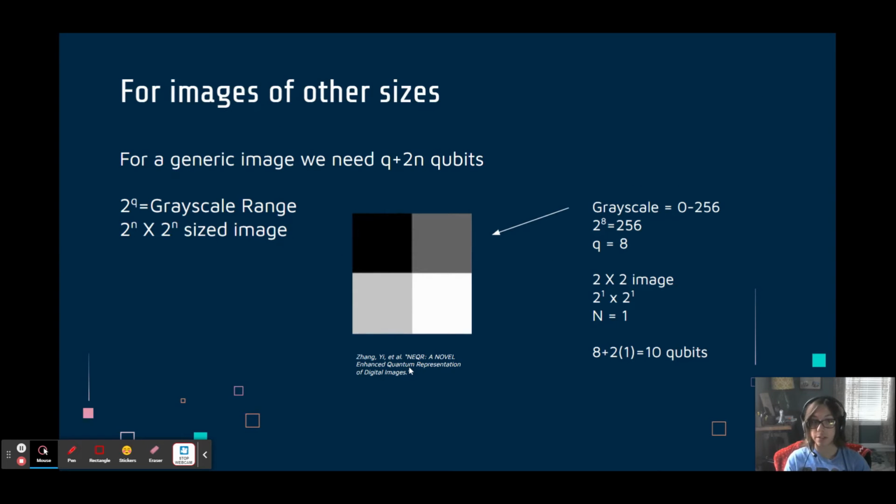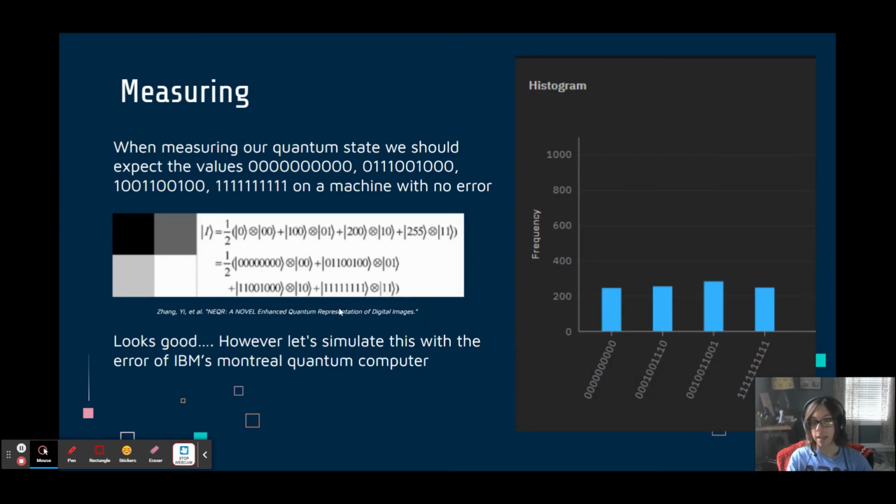And we can do this with images of a larger size as well, so 4x4 and 8x8. We need q, the grayscale number of qubits, plus 2n qubits, where n is the size of a 2 to the n image. In this case, we need 10, because 8 plus 2 times 1 is 10. And if we measure this, we expect these 4 results, and that's what we get, each with about a 25% chance, as we expect.